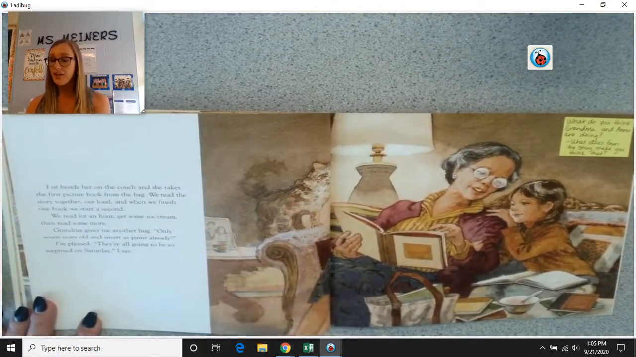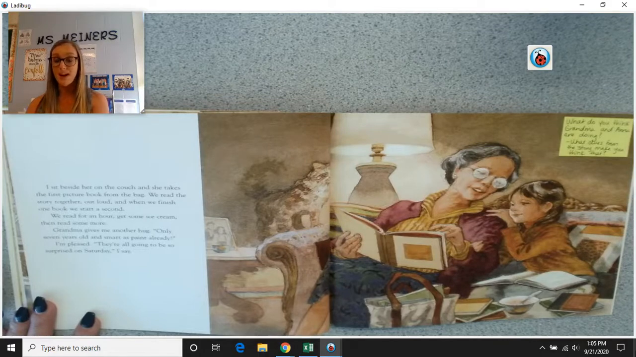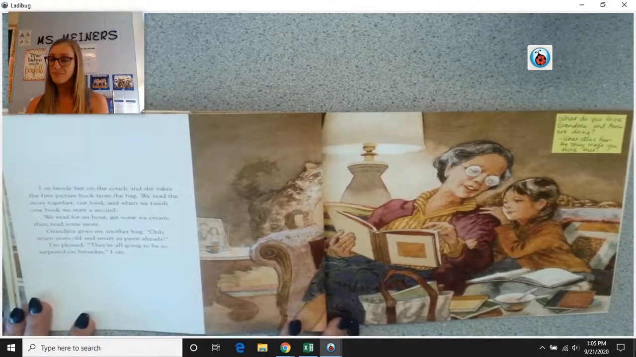I sit beside her on the couch, and she takes the first picture book from the bag. We read the story together out loud, and when we finish one book, we start a second. We read for an hour, get some ice cream, then read some more. Grandma gives me another hug. Only 7 years old and smart as paint already. I'm pleased. They're all going to be so surprised on Saturday, I say.